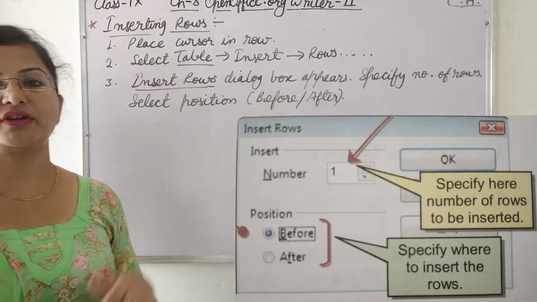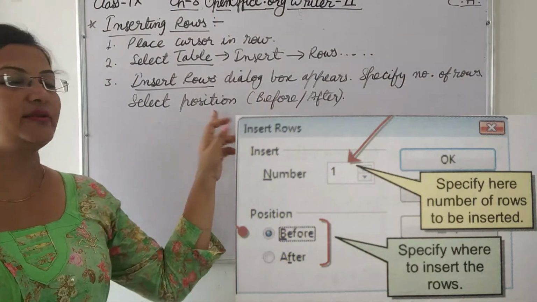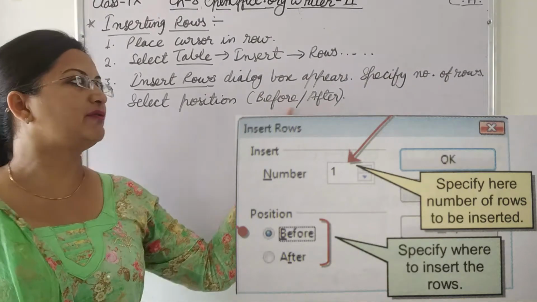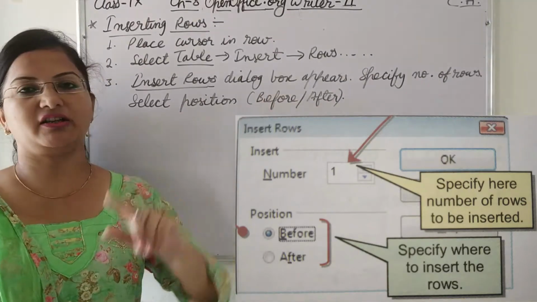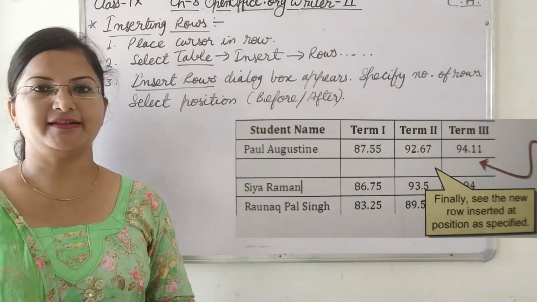There you will have to type the number of rows you want to insert, and you have to select the position also. For position you will get two radio buttons, Before and After. You have to check any one so that the row will be inserted before or after the selected cell.